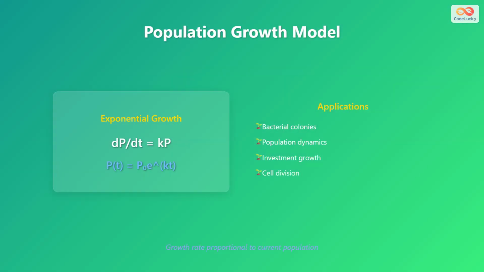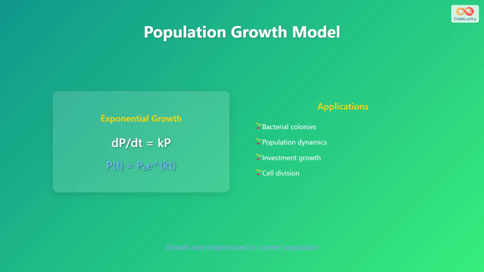Let's look at a classic example, the population growth model. This model describes how a population grows over time. The equation dp/dt = kp represents exponential growth, where dp/dt is the rate of population growth, p is the population size, and k is a constant representing the growth rate. The solution to this equation is p(t) = p0 e^(kt), where p(t) is the population at time t, p0 is the initial population, e is the base of the natural logarithm, and k is the growth constant.